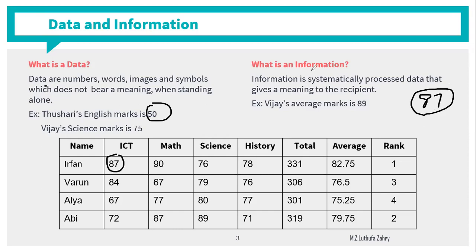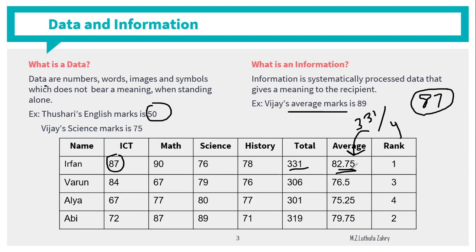But information is something that is systematically processed. Processing the data gives you information. For example, average marks is information because you have processed the data. You know how to find an average: if there are 4 subjects, you add all the marks together and divide by the number of subjects, right? Here there are 4 subjects. The total is 331, you can see the chart. Divide it by 4, and you get the average 82.75. So this is information.